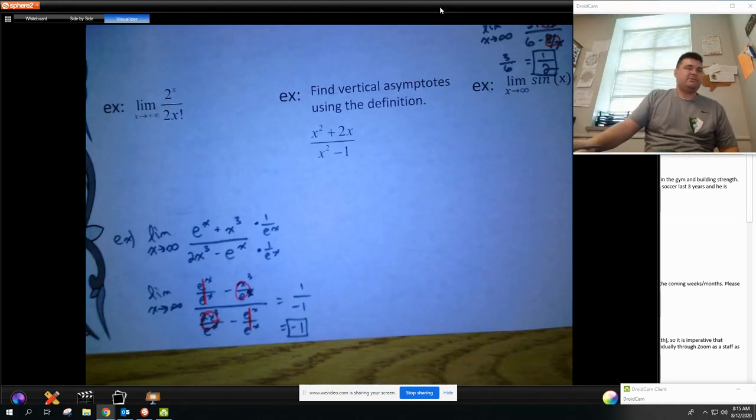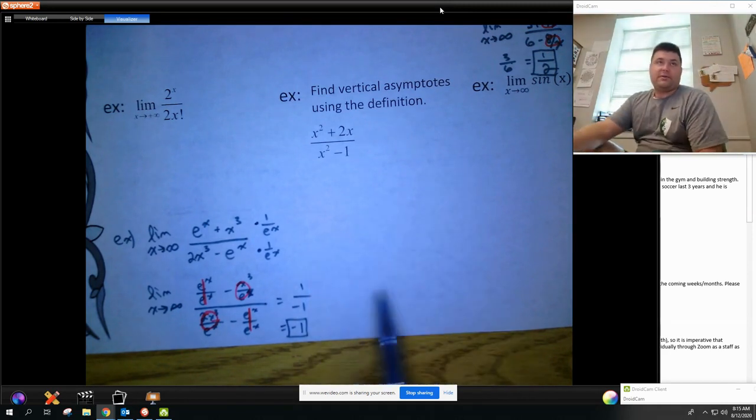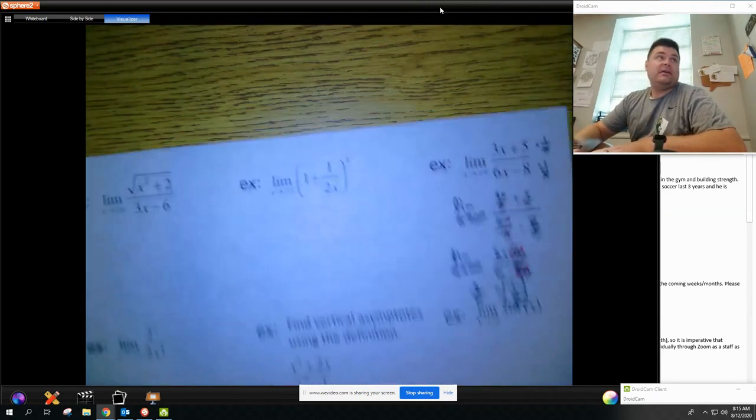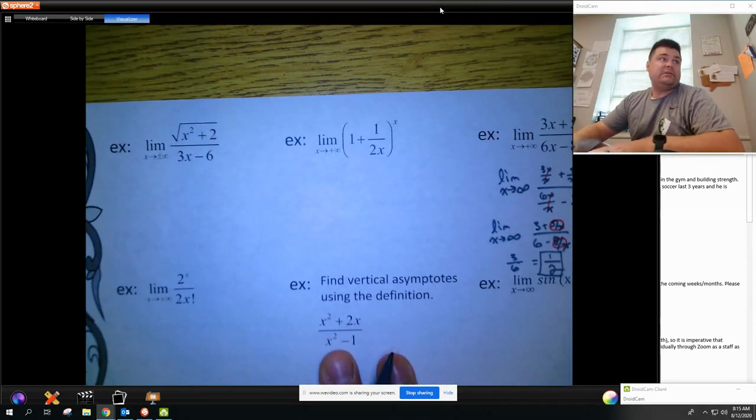Okay? So this is why this trick always works. It's not a trick, it's what you're supposed to do. It always works by multiplying by 1 over whatever the highest power is. All right. Let's get to some little different guys right here.